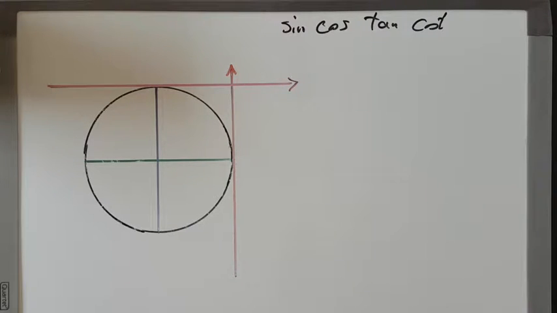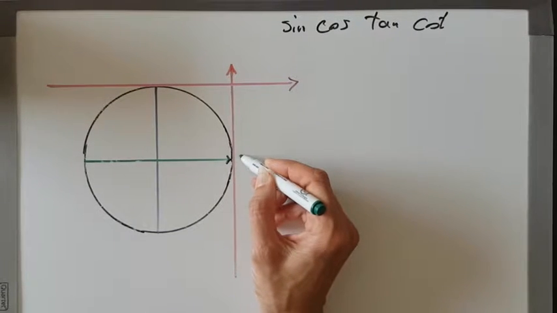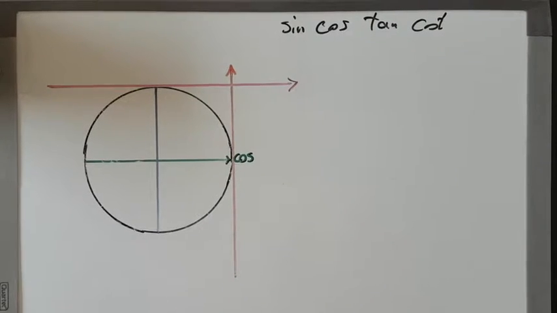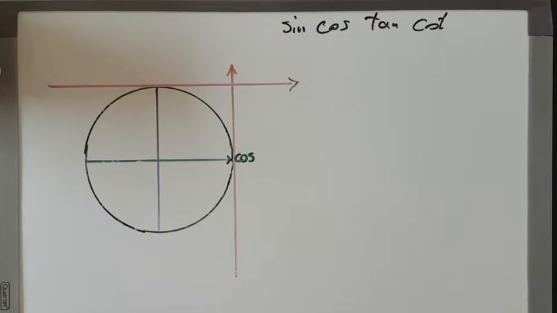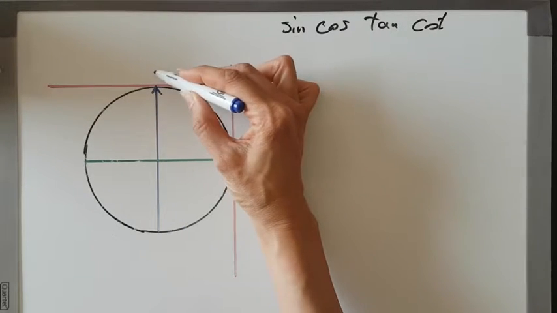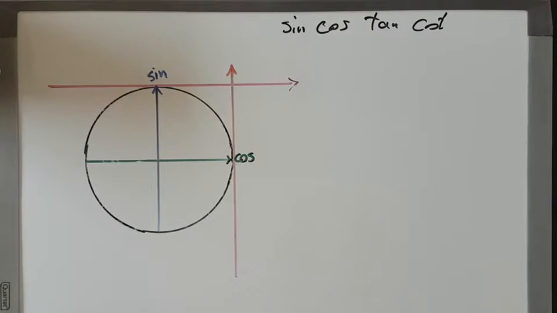Now, this green axis is actually cosine. So this is cosine, this line. And this blue line is actually the sine. This is the sine. And this is very important.